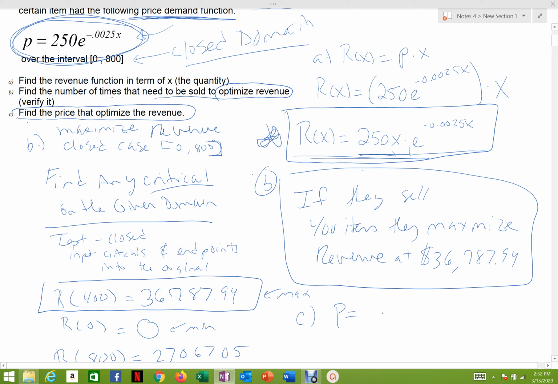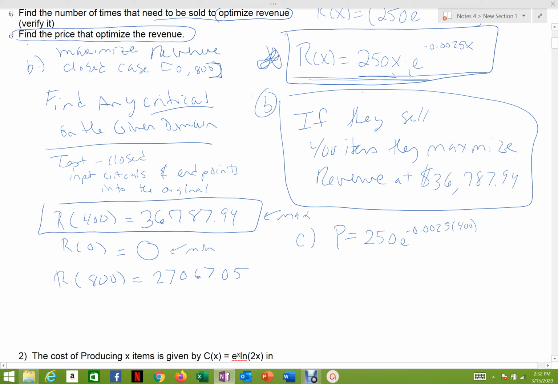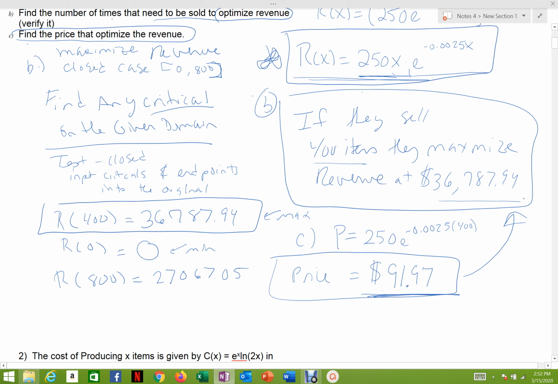So go back to that price equation and plug the 400 into it, and that will give me my optimum selling price. When you plug that in, I'm going to round to the penny because it's dollars, and you get $91.97. There's my optimum price. If we set our item at a price of $91.97, then the magic happens: I'll sell 400 items and we'll maximize revenue at $36,787.